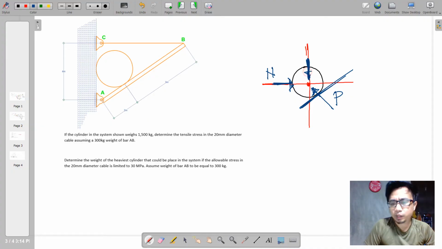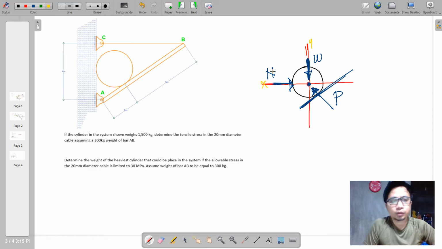The weight is always vertically downwards. See, that is W. So in fact, we come up with a concurrent force system, because all of the forces will eventually meet at a common point. And it so happened that this is our point of origin of this established x and y axis.